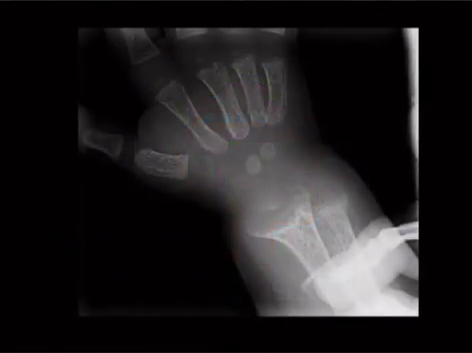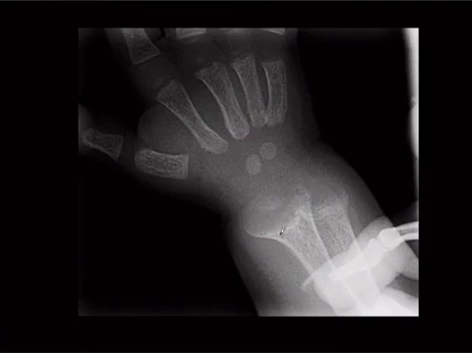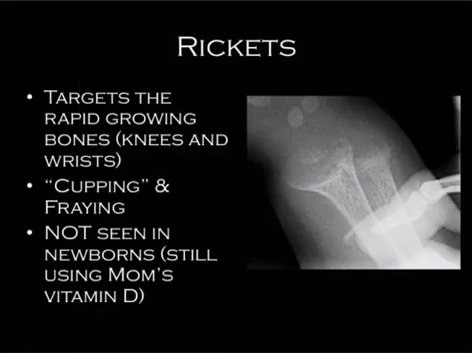All right, next one. This is another ant mini, cupping or fraying right at the wrist. Sometimes you'll see this at the knees as well. You can see a little bit of it here. So it's multiple bones. So when you see multiple bones like that, you're thinking about something metabolic. So this is rickets. Why does it occur there? It targets rapidly growing bones. You get this cupped or frayed appearance.